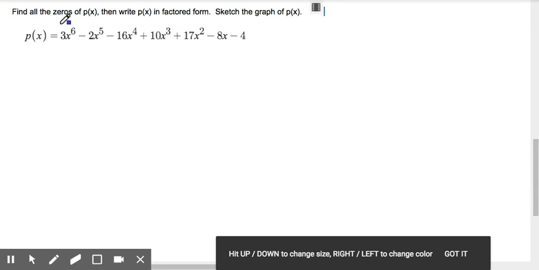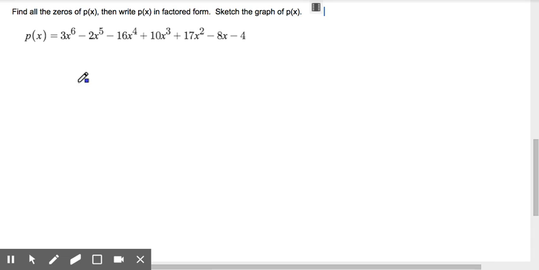Okay, so let's find all the zeros of p of x, write p of x in factored form, and then sketch the graph of p of x. So first, we know that the degree is 6. Okay, so let's write it here. Degree is 6. So therefore, we're going to look for 6 zeros.